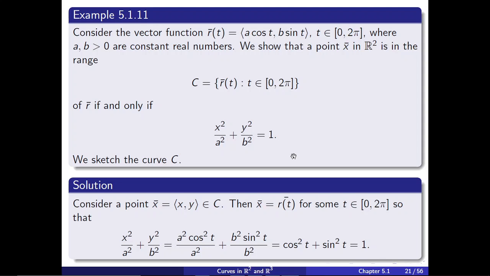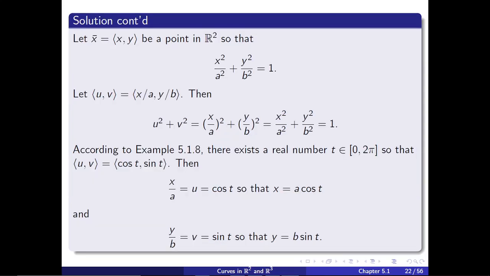Now we want to talk about the converse, right? So let x be a point in R2 that satisfies this equation. We want to show that that point is going to be in C, and therefore we get our if and only if statement, right?